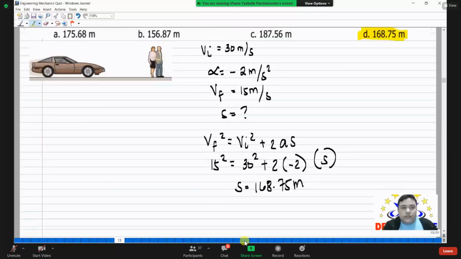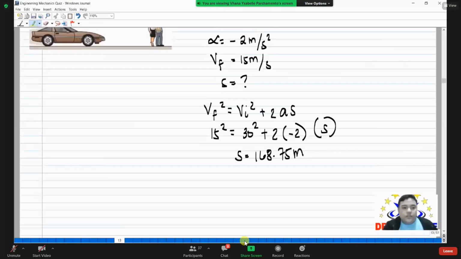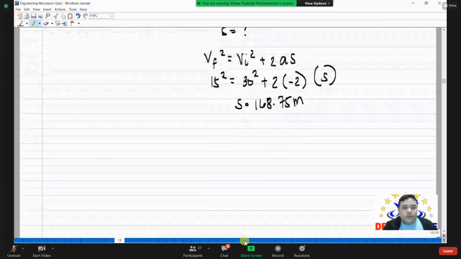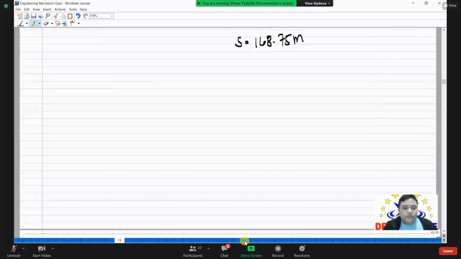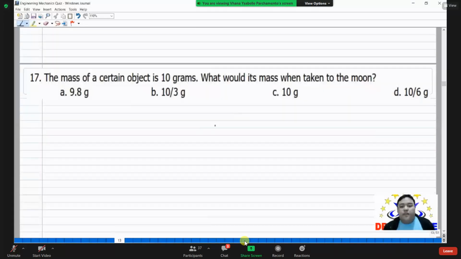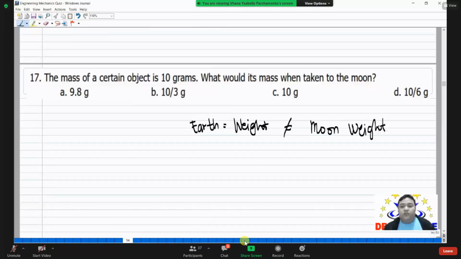Okay? So next, number 17. The mass of a certain object is 10 grams. What would be the mass when it takes to the moon? So ang nag-iiba lang naman, so kapag sa Earth, yung weight natin sa Earth, so Earth weight is not equal to the moon's weight. So yung weight natin sa moon hindi parehas. So due to the gravitational pull.